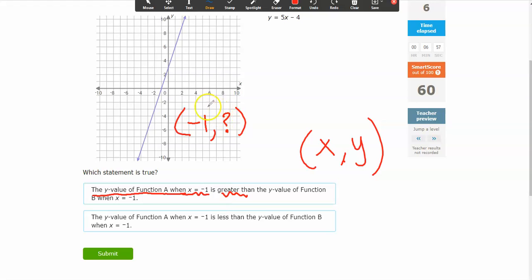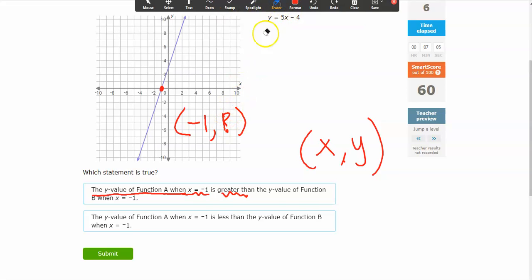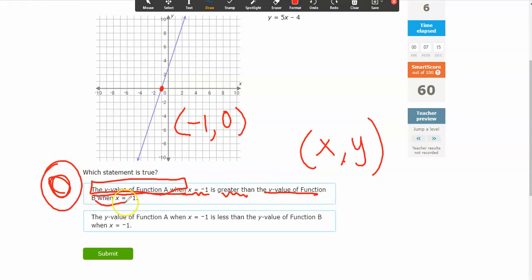So let's go to the number negative 1 on our graph. That's a point. And what is the Y coordinate of that point? The Y coordinate of that point is 0. So the Y value of function A is 0. Now we have to go find the Y value of function B.